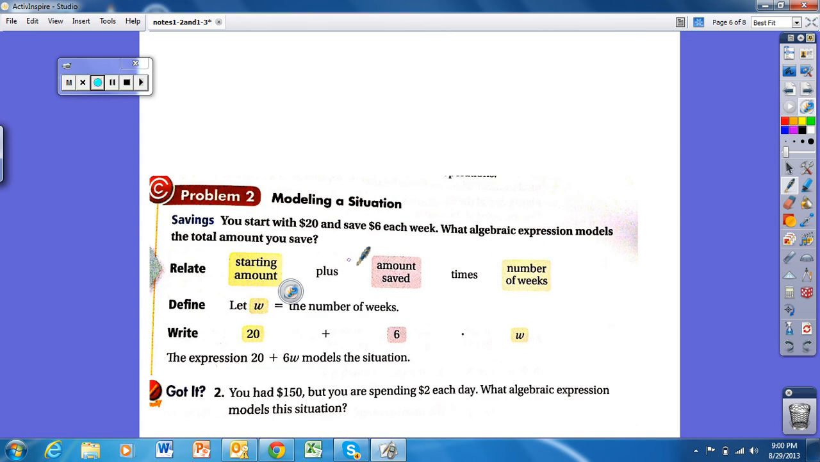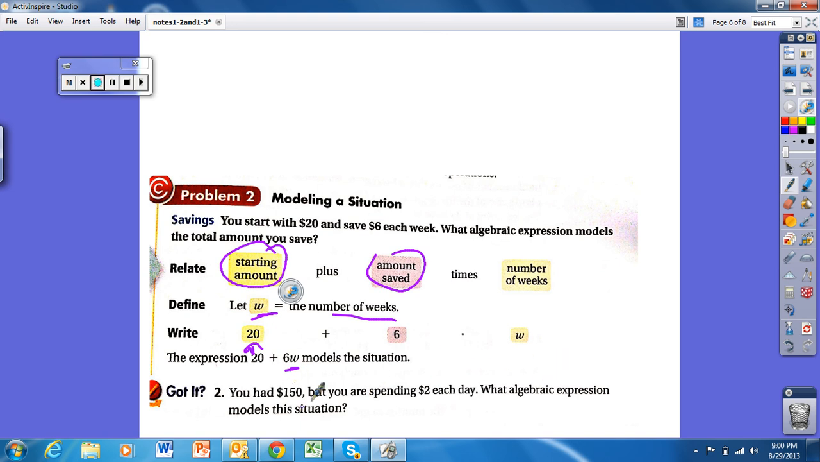If you start with $20 and save $6 per week, what expression models the total amount you save? So your starting amount is $20 plus the amount saved is $6, and W is the number of weeks, so you actually save 6W. So if you had 150 but you're spending $2 each day, what expression models it?